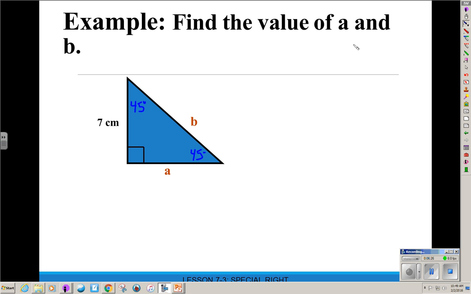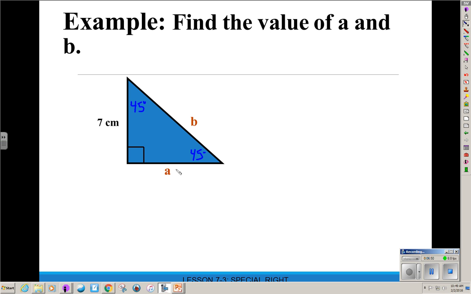In this example, find the value of A and B. Well, first, what kind of triangle is it? It's a 45, 45, 90 triangle. I'm given one of the legs, find the other leg and the hypotenuse. Well, in a 45, 45, 90, the legs are the same size. Remember, it came from a square, so the legs are the same.